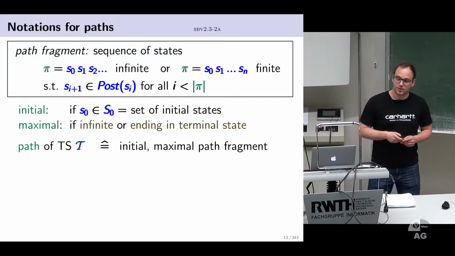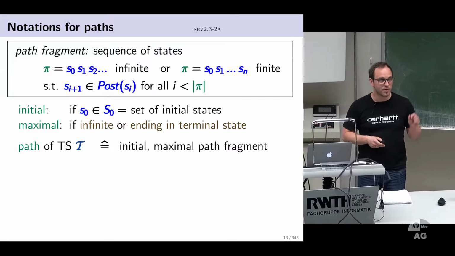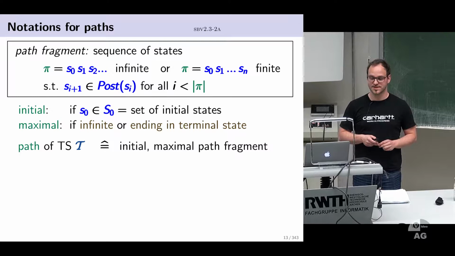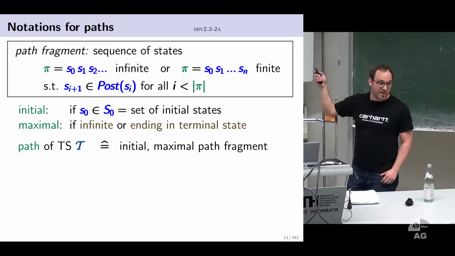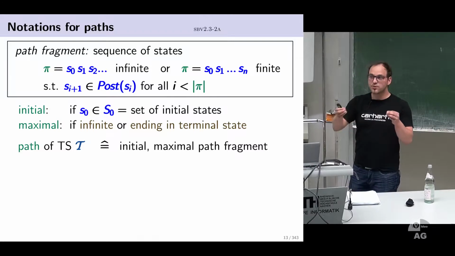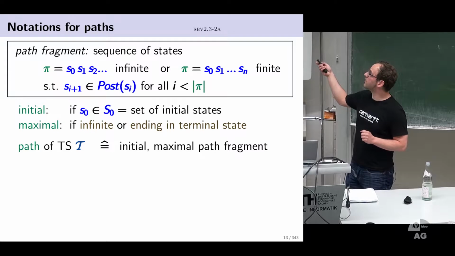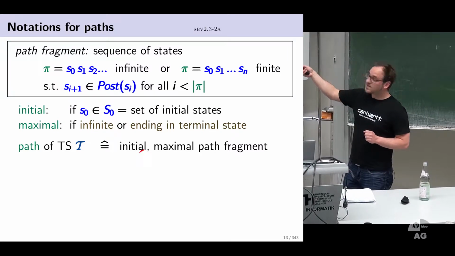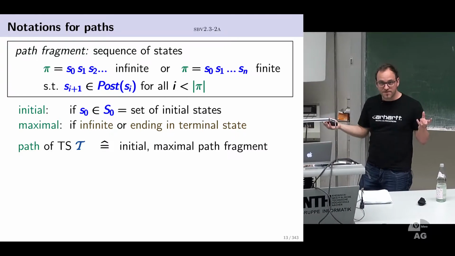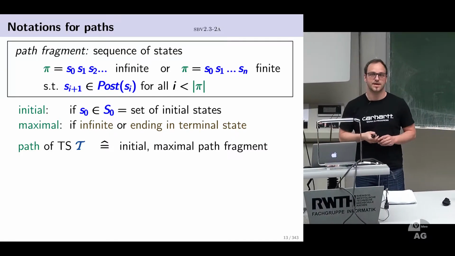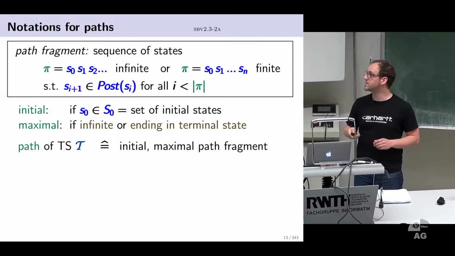And now, given these notions, we can define a path. Not a path fragment anymore, but now a path in the transition system T. What is this? First of all, it's a path fragment. So it's a sequence of states that are connected via the transition relation of my transition system. It starts in the initial state, and it's maximal. So it's either infinite or it terminates in a terminal state. This is what we call a path of the transition system.